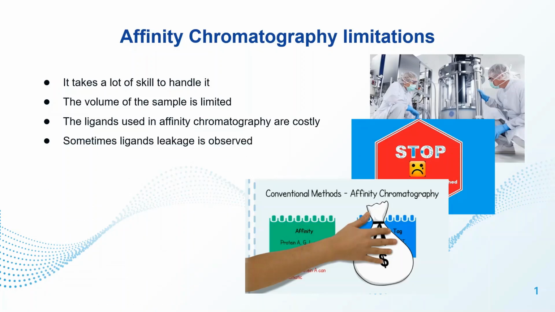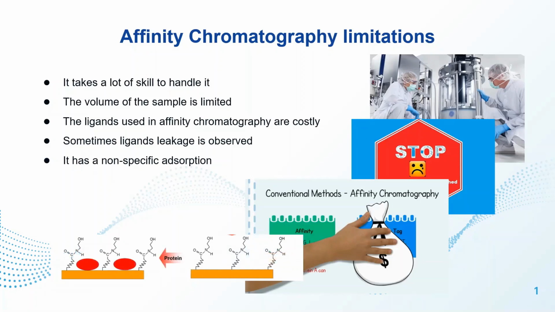Sometimes, also, ligand leakage can be observed from the affinity columns, and it directly affects the purity of the product. Also, some non-specific adsorption can be observed in the case of some affinity chromatography techniques. And finally, using extremely low or high pH solutions and buffers will result in degradation of the solid supports and a limited lifetime of the resin.